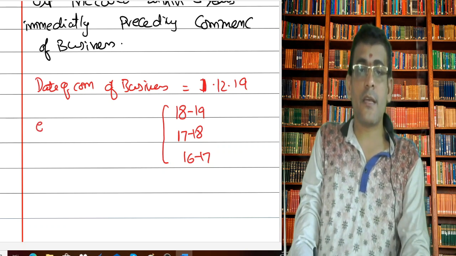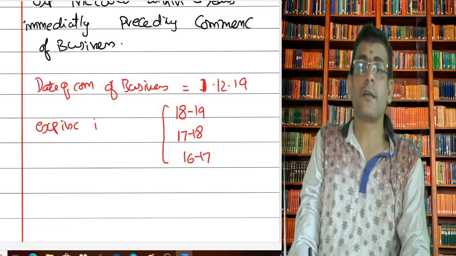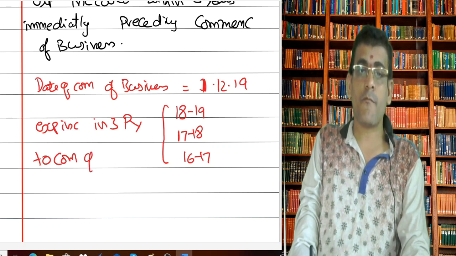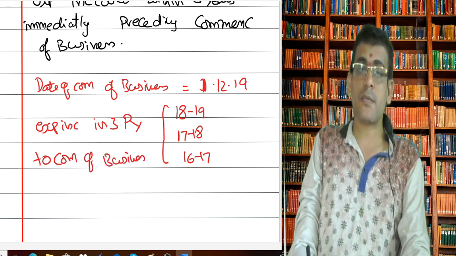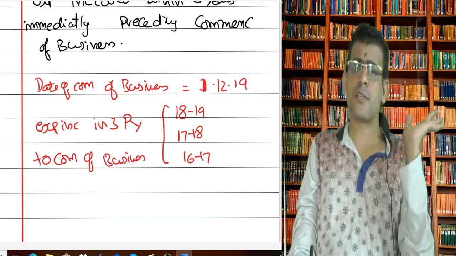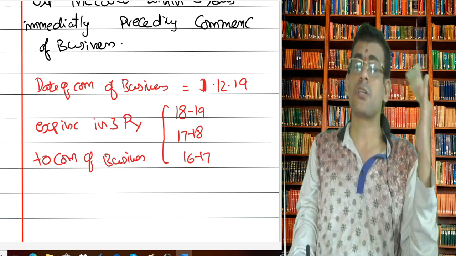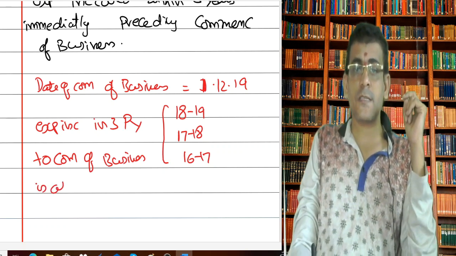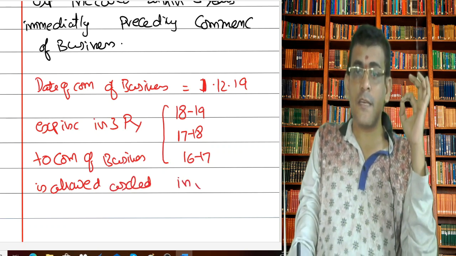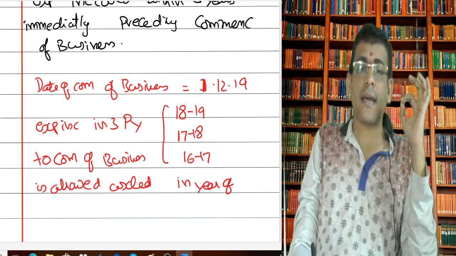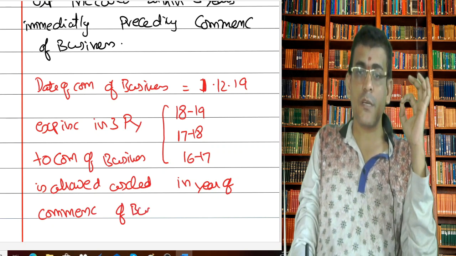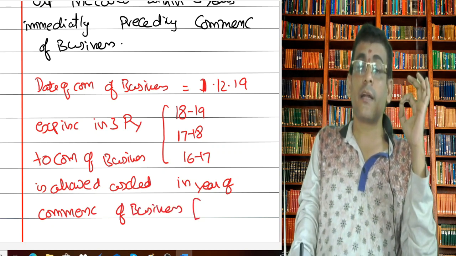In short, any sort of expenses incurred in 3 preceding years to commencement of business. Any sort of expense means any sort of revenue expenses or capital expenses incurred for the scientific research in 3 preceding previous years to commencement of business is allowed as deduction when? In year of commencement of business. So in the year of commencement of business, whatever expenditure you had incurred, that entire thing you can take.